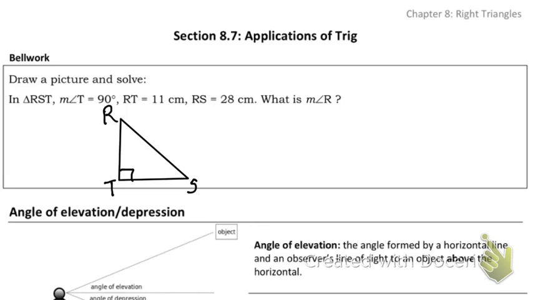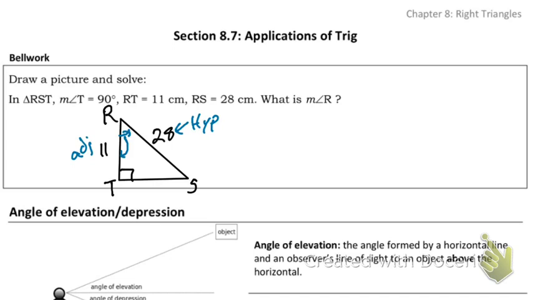Then it says that RT is 11 centimeters, let's just put 11 by RT, and it says that RS is going to be 28. Then it says, what is the measure of angle R? So angle R is this angle up here. And what I'm going to look at is what information was given to me. Well, the opposite side to angle R would be TS. Well, I don't know anything about TS. Then we'll look over here and we have 11. Well, that's our adjacent side. And then we also know the hypotenuse is 28. So that means I know the adjacent and the hypotenuse.